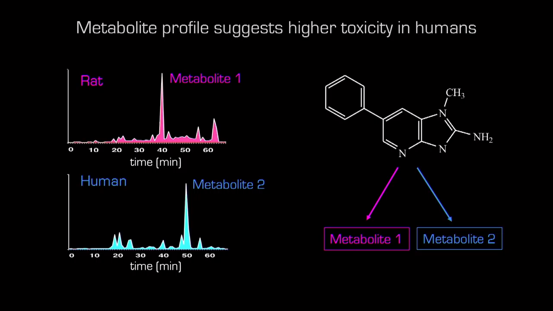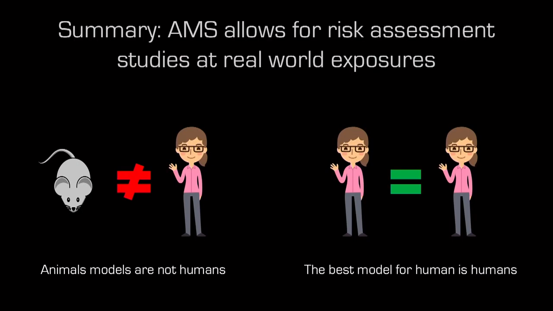So again, we need to rely on human models instead of rodent models to do these risk assessment determinations. And just to summarize that, animal models are not humans. The best model to use for a human study is a human. And AMS allows us to do that because we can do these risk assessments at these real-world exposure levels that people are actually getting exposed to and not real high levels that you might see in a laboratory experiment.